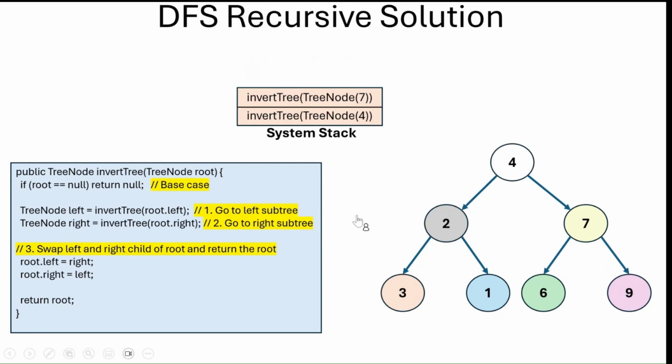It will return to the previous function execution, which is for this subtree where 7 is the root. And where it will return here.